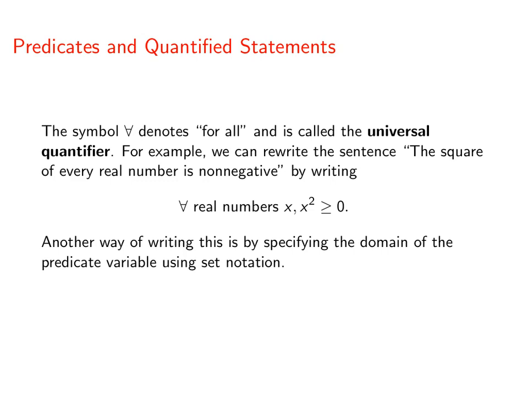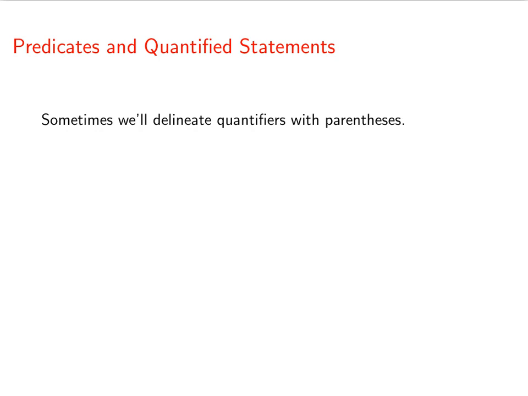There's another way we can write this. We can specify the domain of the predicate variable by using set notation. For all x in the set of real numbers, x squared is bigger than or equal to 0. Sometimes it's easy to delineate quantifiers using parentheses. For all x in the reals, x squared is bigger than or equal to 0. That's just a delineation thing. The parentheses don't really mean anything. But you'll find later on that this sort of way of writing quantified statements is helpful.